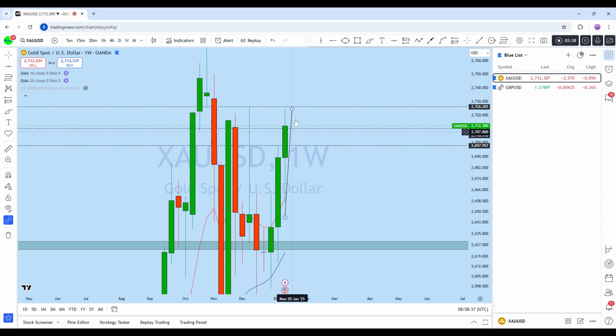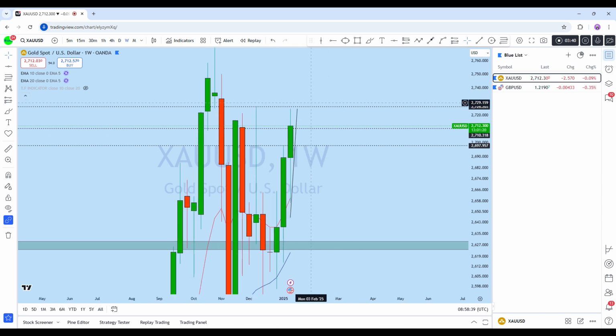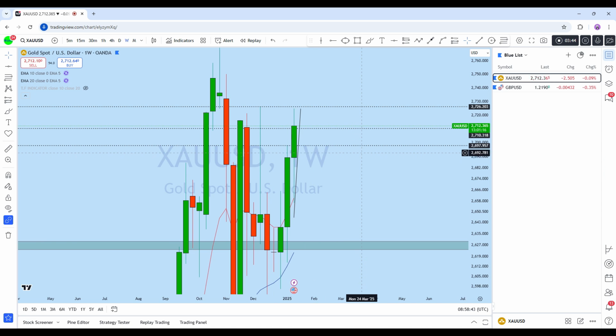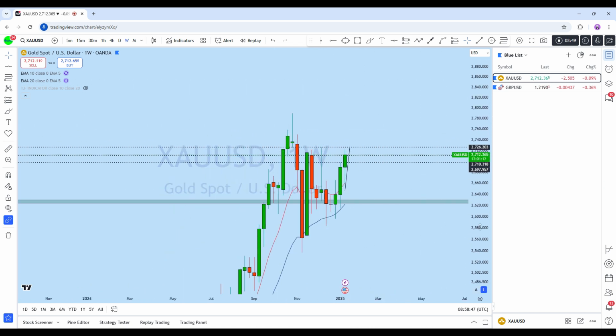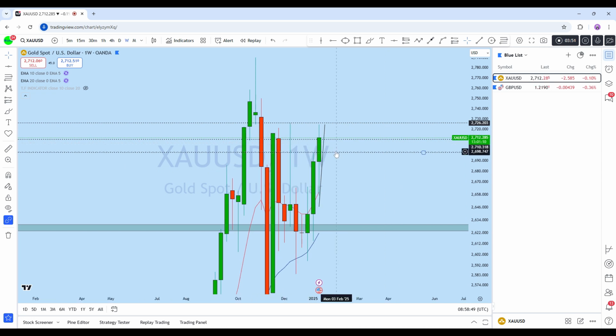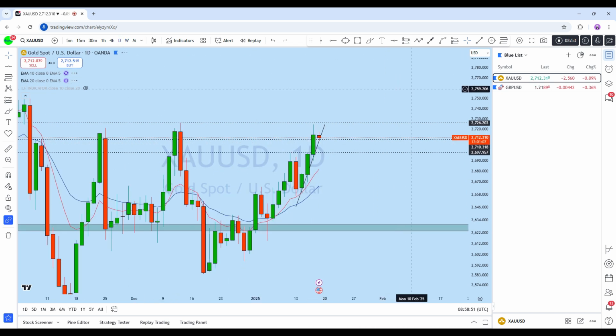What I think is that after a pullback we can expect, before the weekly close, another potential retest, and I think that we may see continuation to the upside from this level even in the upcoming week. So XAUUSD looks like we might see a strong uptrending market structure.